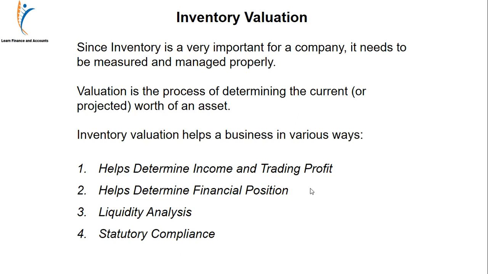So this will tell us how much income and profit we are getting when we are converting the raw material into finished goods and selling them. Valuation also helps us to determine the financial position of the company. Say if we have raw material, finished goods and work in progress, we can say that if we sell our finished goods or if we sell our inventory, then how much money we will have. So this will tell us our financial position, and this will also tell us our liquidity position when all the inventory is converted into cash.